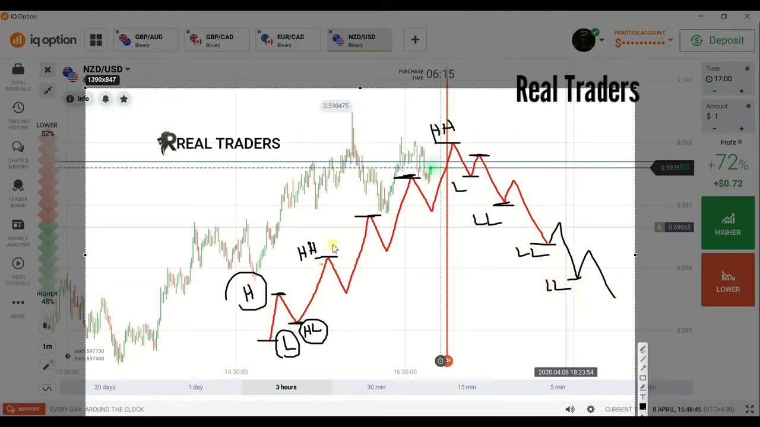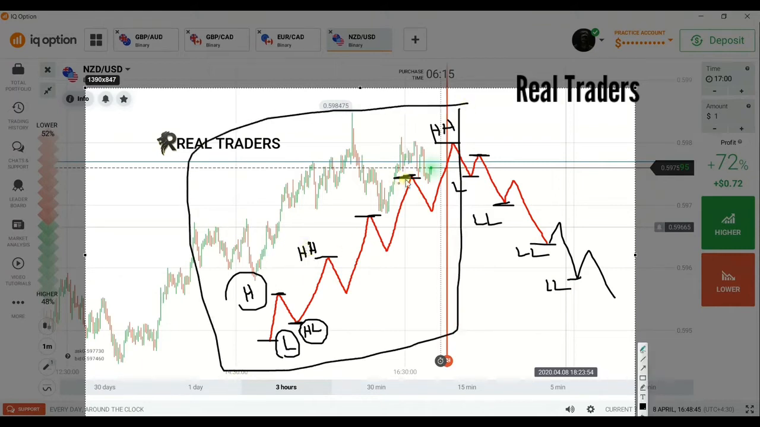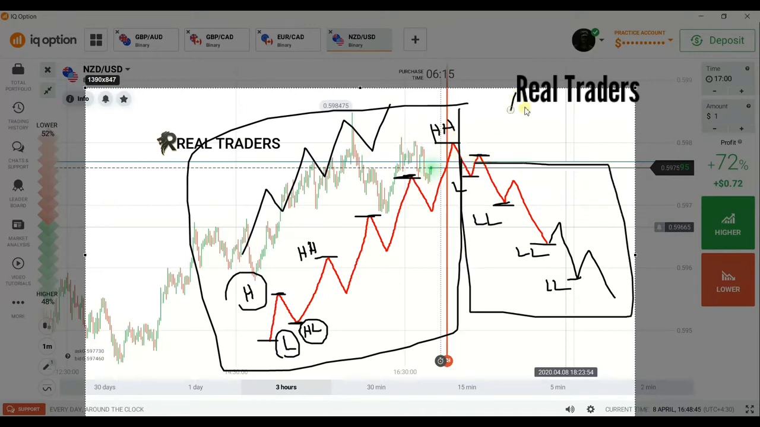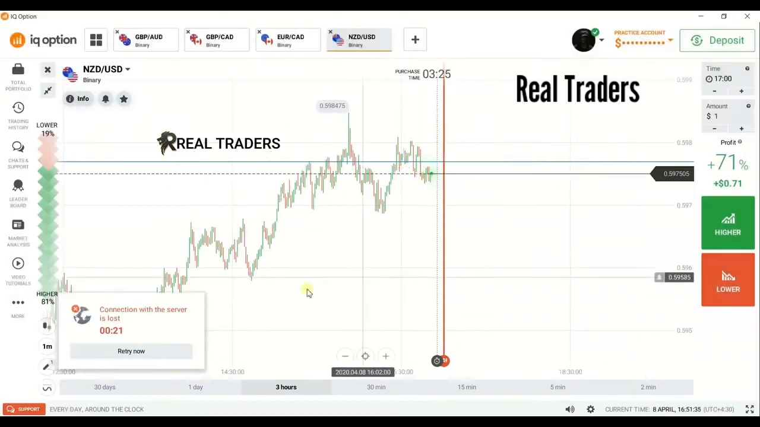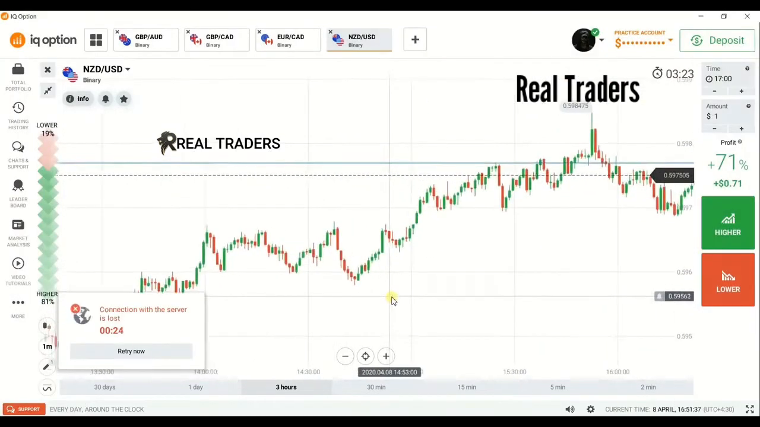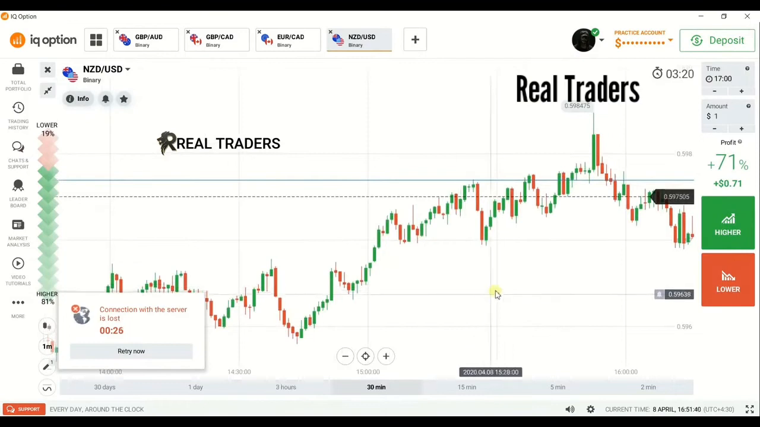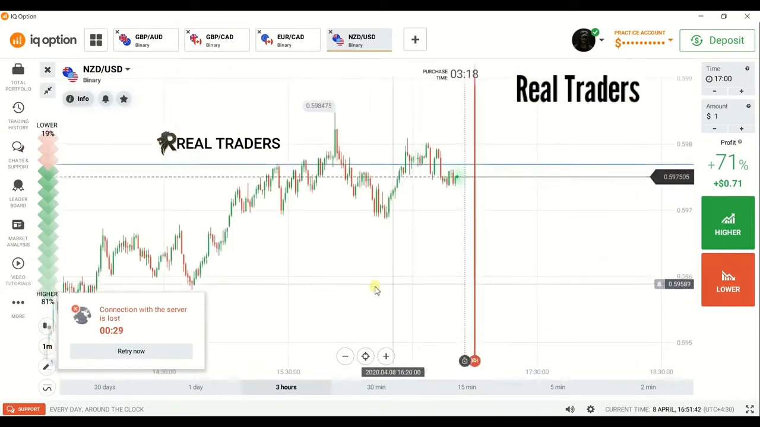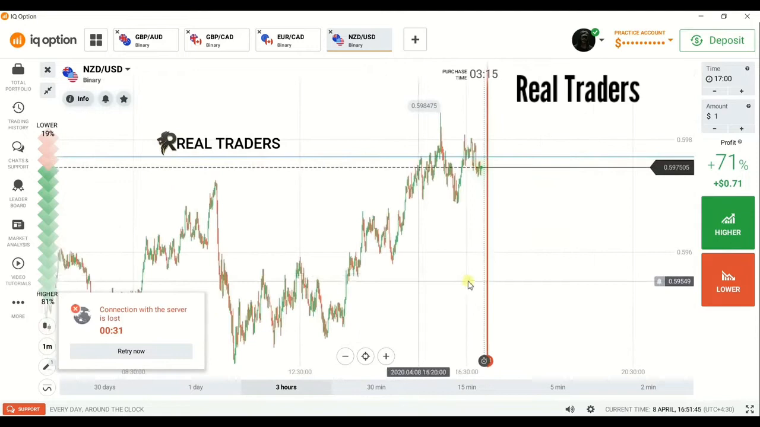So in the uptrend the market makes higher highs and moves like this. In the downtrend the market makes lower lows and moves like this. So this is the downtrend and this is the uptrend pattern. It will help you to trade in the market. I will show you some examples.